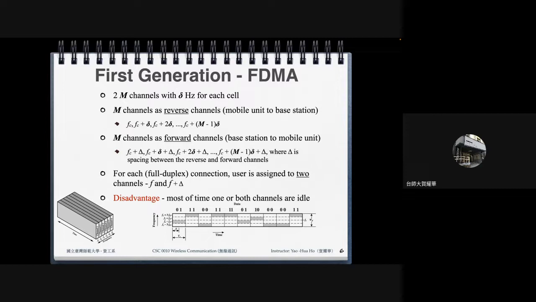So the first generation is analog, using frequency division multiple access, you will have a 2M channel. 1M channel is for reversing, 1M channel is for forwarding. Now for each duplex connection, for each user's connection, you need to assign two channels, one forward and one reverse. The disadvantage of this approach is that at most only one channel is active while the other is actually idle. You will not speak and listen at the same time. So it means that either the forwarding or reverse channel is idle most of the time. So that's a disadvantage, and you need to assign 2 channels for each user.